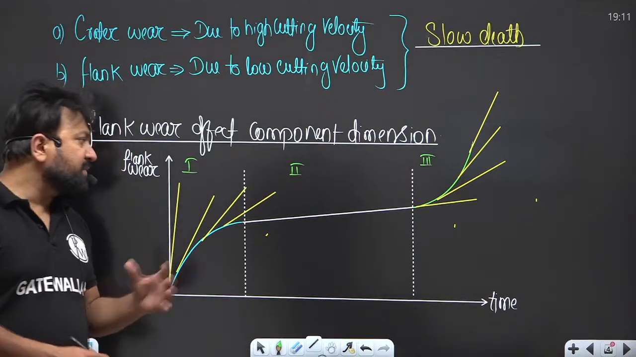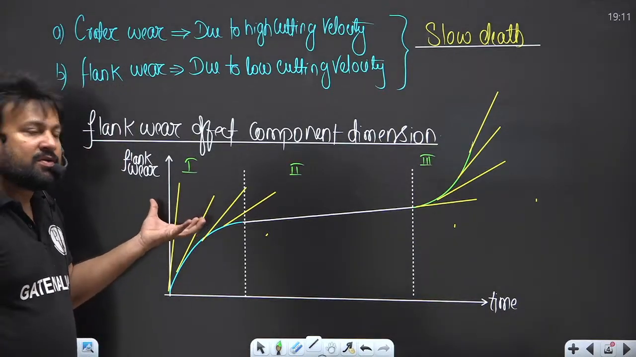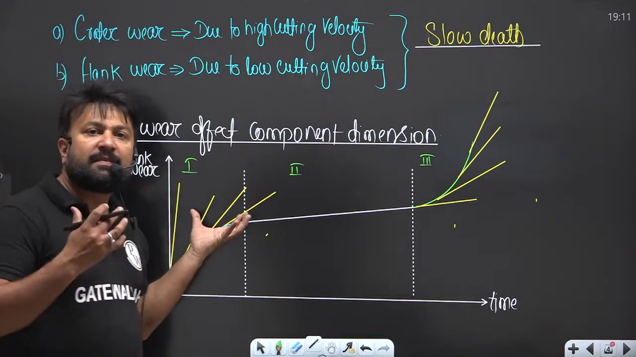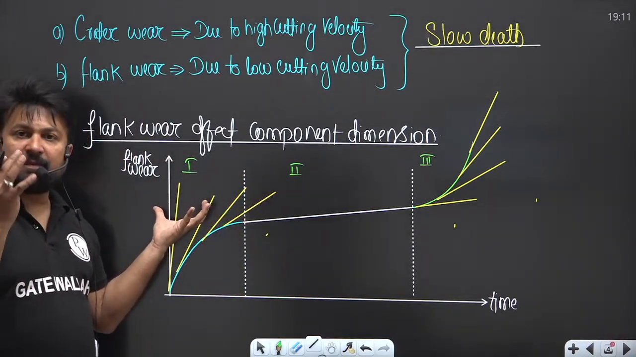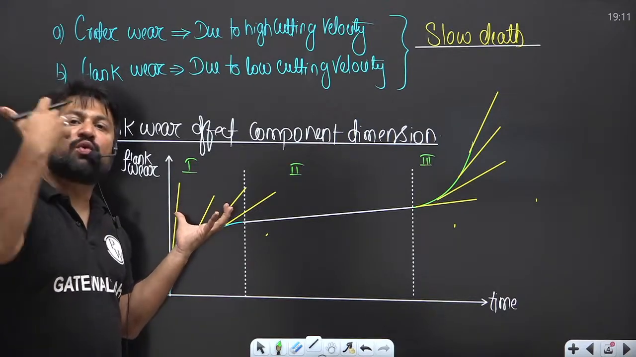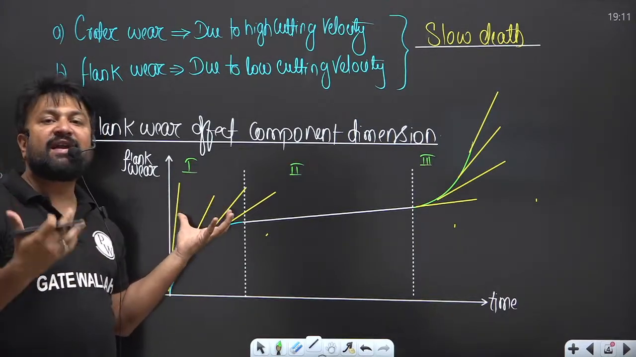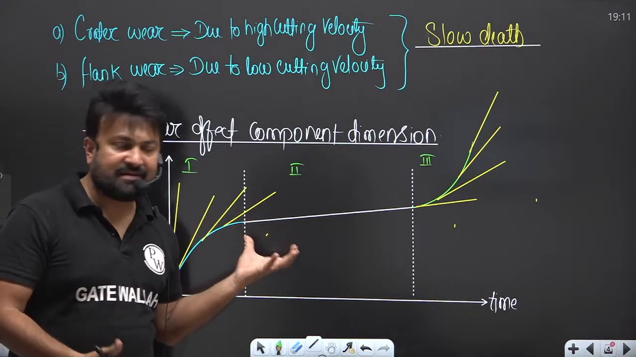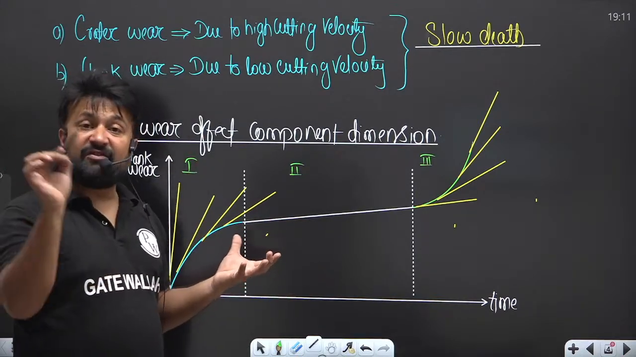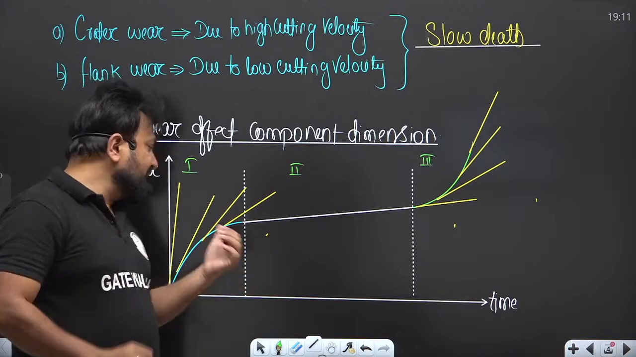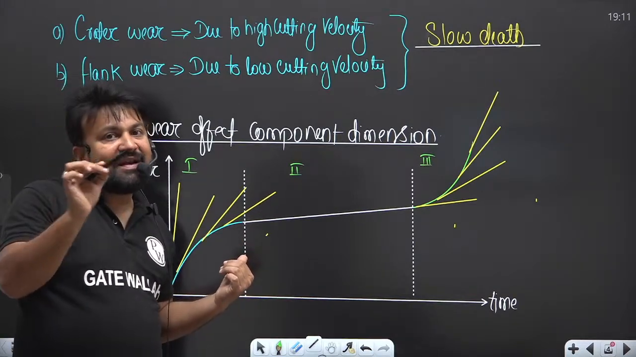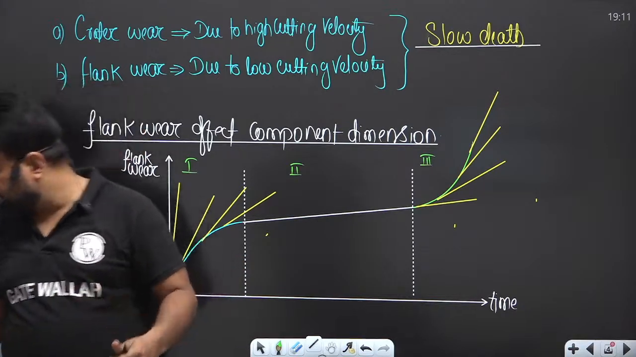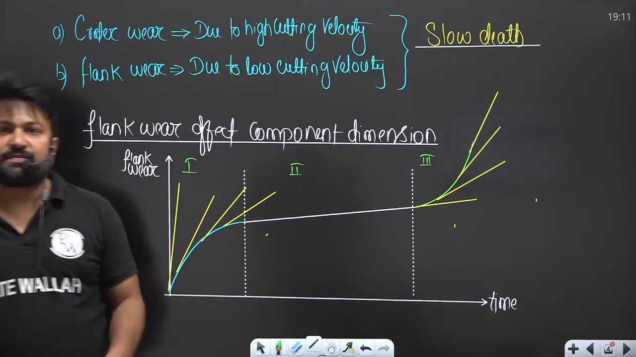So let me talk about the primary wear, my dear. Primary wear is the region where the sharp cutting edge is quickly broken down and a finite wear length is stabilized. Initially the tip is very fine, and the tip is quickly broken down and a finite wear length comes out. So this is primary wear.